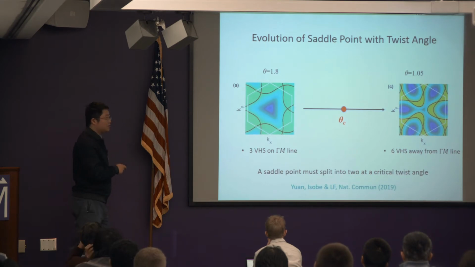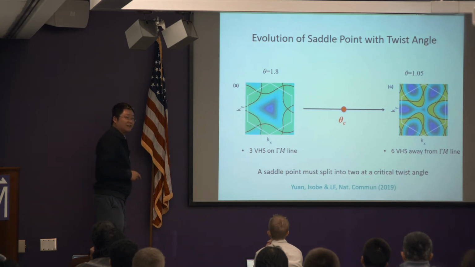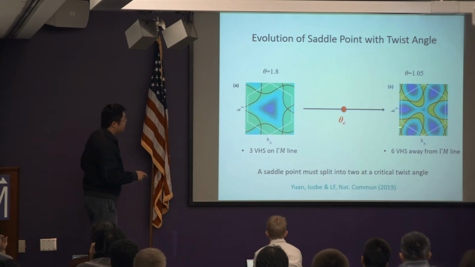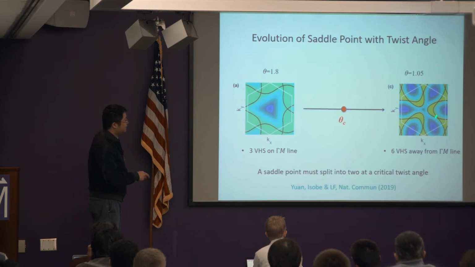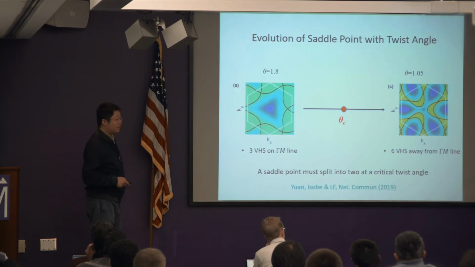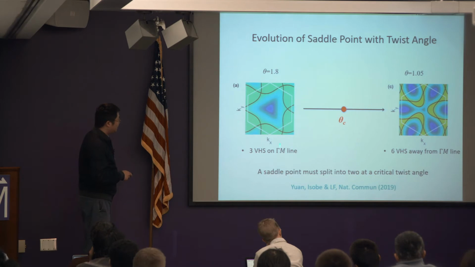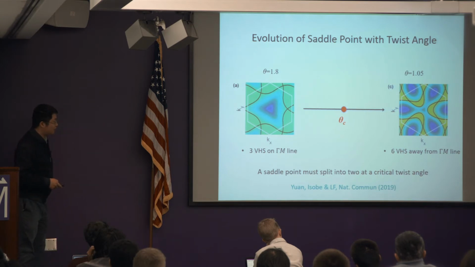Because the 2 valleys are decoupled at the single particle level, we just plot the dispersion and the Fermi contours in one valley. On the other hand, in our calculation, we noted that when the twist angle is close to 1 degree, you actually get 6 Van Hove singularities, which are away from the Γ-M direction. So as a function of the twist angle, somewhere in the middle, one of the saddle points must split into 2 in order to conserve the total topological charge.